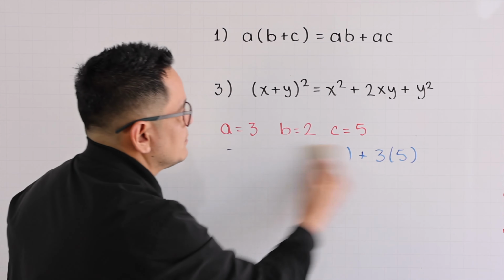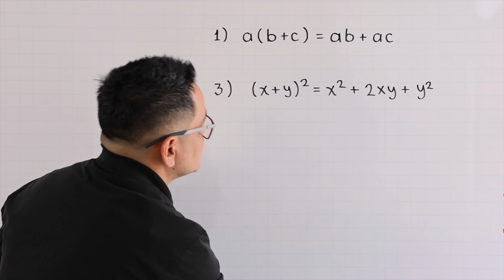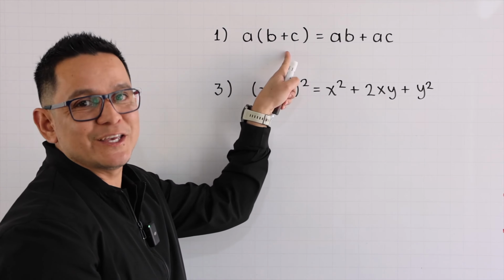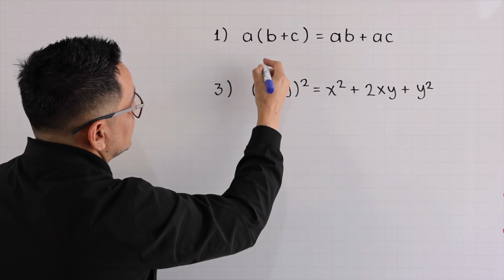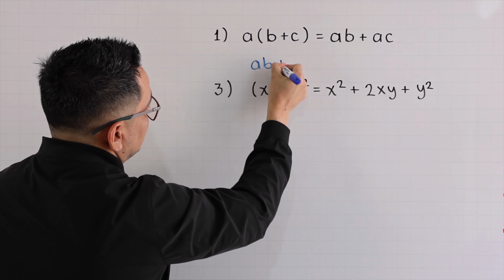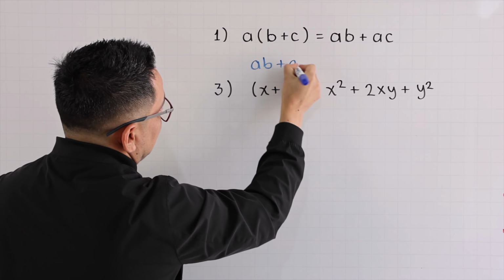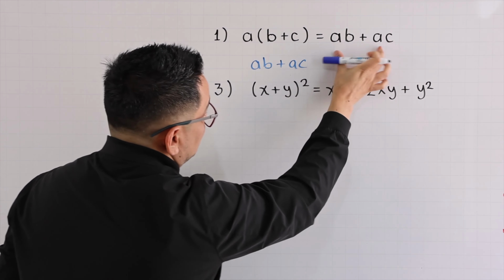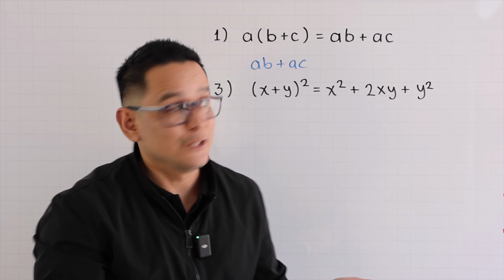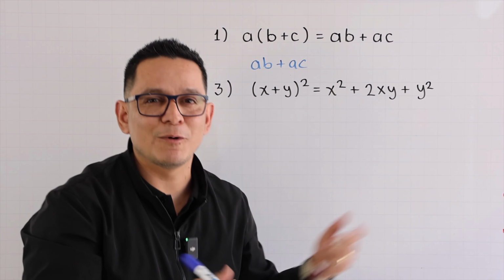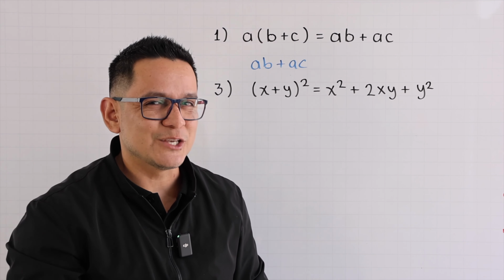Method number 2 is actually a little simpler, and this one simply consists of working out what I have here. That is, I could directly do A times B, which gives me AB here, plus A times C, which gives me AC. And if I end up with the same thing as what I have here, then it means that it is, in fact, an identity. So this is indeed an identity, as you can see, quite simple, right?